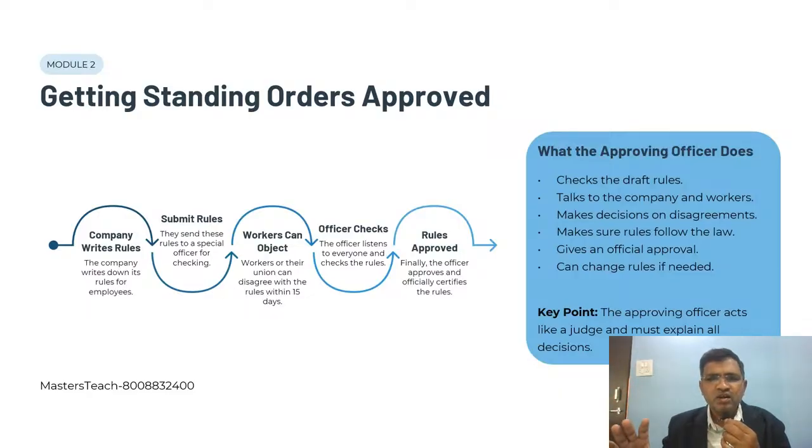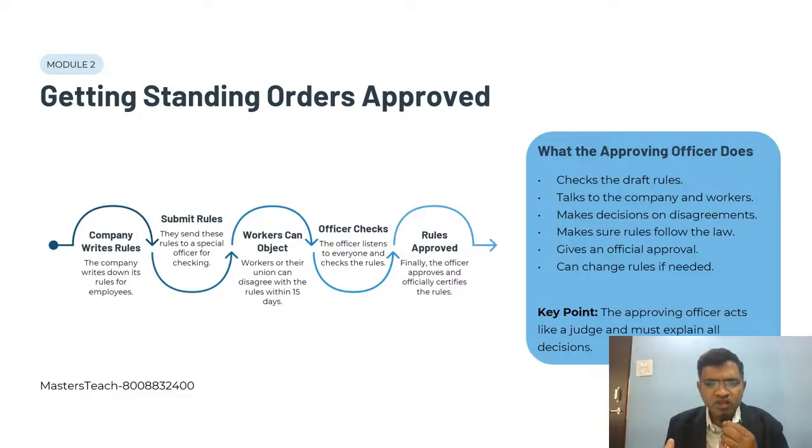So what does the approval officer do? When the rules are made, he checks them. He talks to the company and workers. If there are disagreements, then he makes the rules modified.